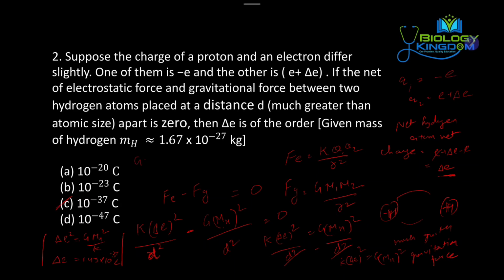Here the value of G, the gravitational constant, is 6.67 into 10 raised to power minus 11. And the value of K, we know, is 9 into 10 raised to power 9. And the value of mH is given here. So you will put in the values and you will get this answer.